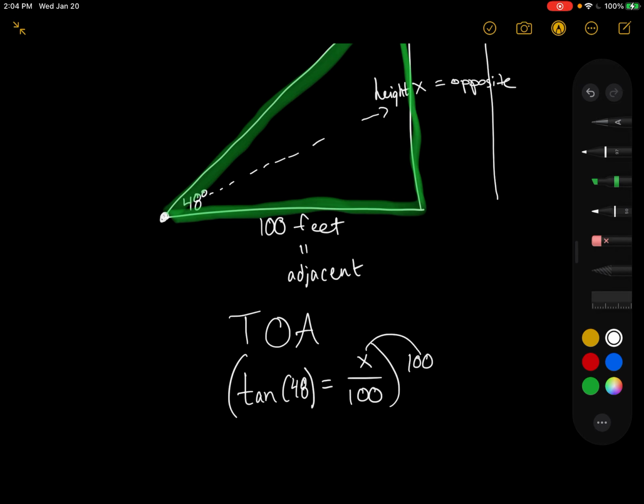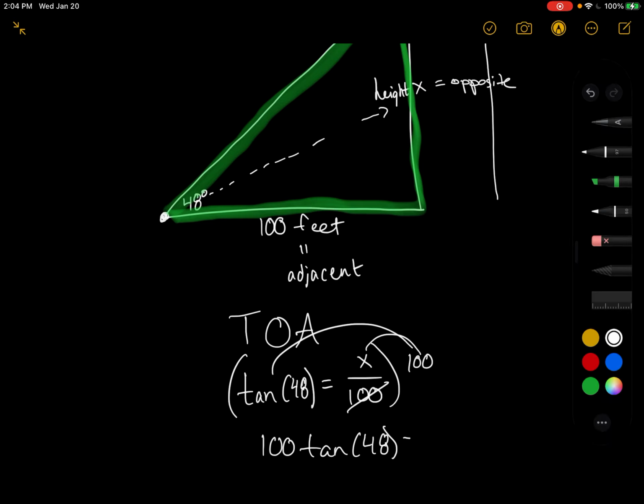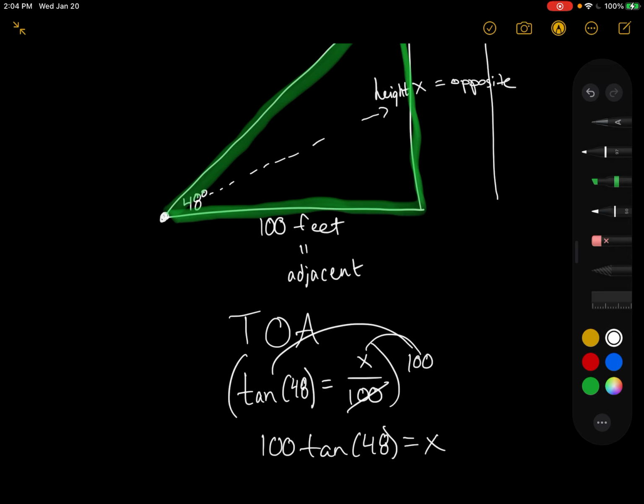So multiply both sides by 100. You see this 100 will cancel. You'll be left with 100 tangent of 48 equals x. And then 100 times the tangent of 48 in the calculator gives us a value of 111.06, or 111 we can round it to 0.1 feet tall, and that's how tall the building is.